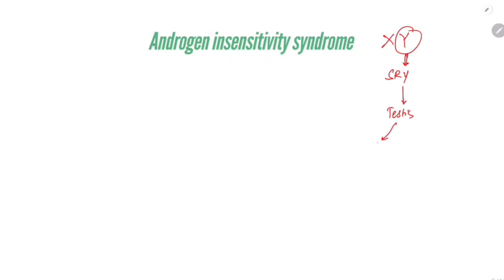Testesல there are two types of cells. One is Sertoli cells, இன்னொன்று Leydig cells. Sertoli cells வந்து it is going to produce inhibin and also Mullerian inhibiting substance. Mullerian inhibiting substance will inhibit formation of uterus. Next, Leydig cells will produce testosterone. Testosterone will be converted into DHT with the help of 5-alpha reductase, and it will be converted to estradiol by the help of aromatase.